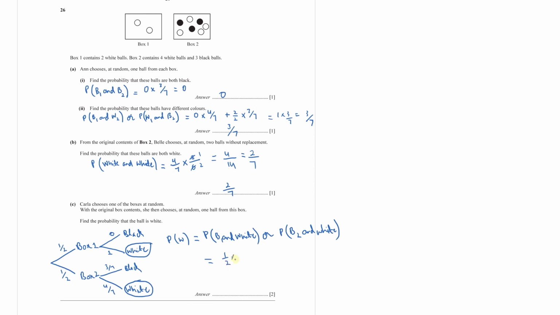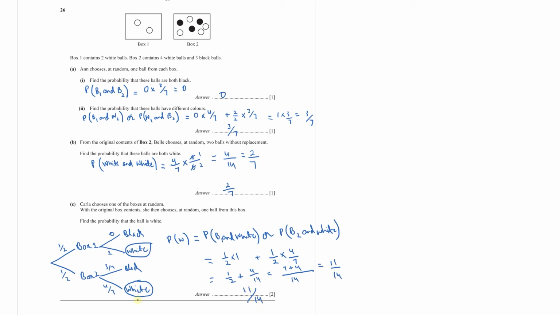So 1 by 2 times 1, since this is an OR, plus the probability of choosing box 2, which is 1 by 2, and then choosing the white ball inside that box, 4 by 7. So box 2 probability is 1 by 2, and the probability of getting a white ball from that box is 4 by 7. So this is 1 by 2 plus 4 by 14. If you take the LCM, 14, you get 7 plus 4, then 11 by 14 is your final answer.